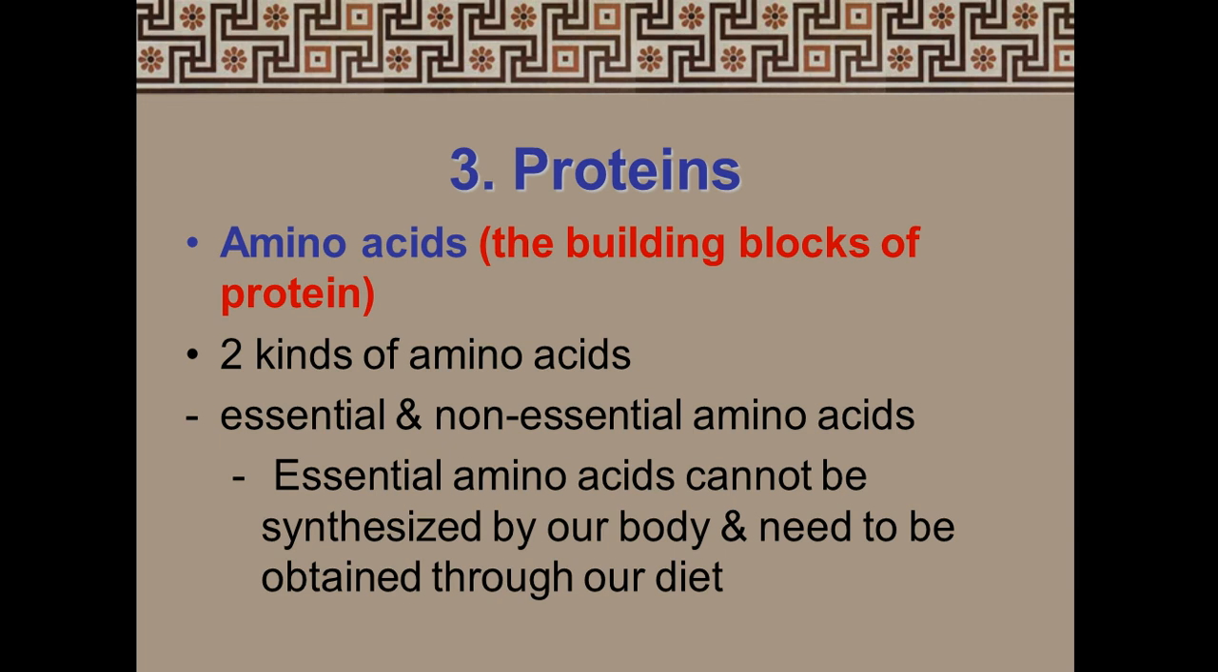Proteins. Proteins have what we call amino acids as their building block. This is their monomer. This is what makes them up. There are actually 2 kinds of amino acids. There are essential and non-essential amino acids. Essential amino acids cannot be synthesized by our body and need to be obtained through our diet.